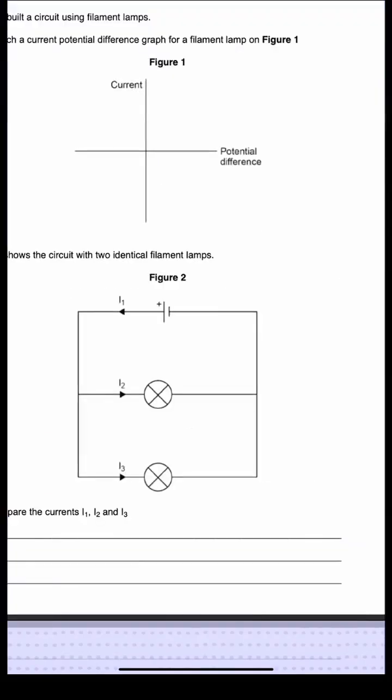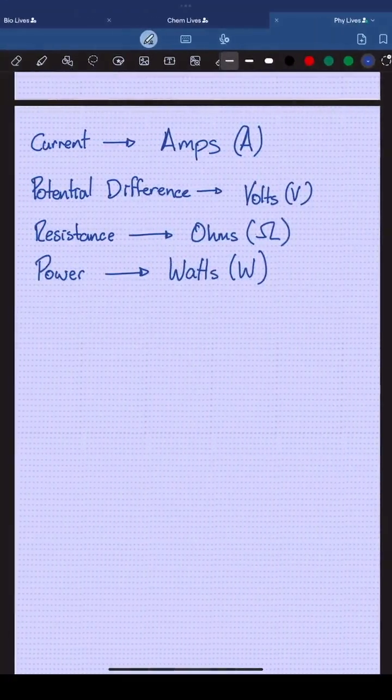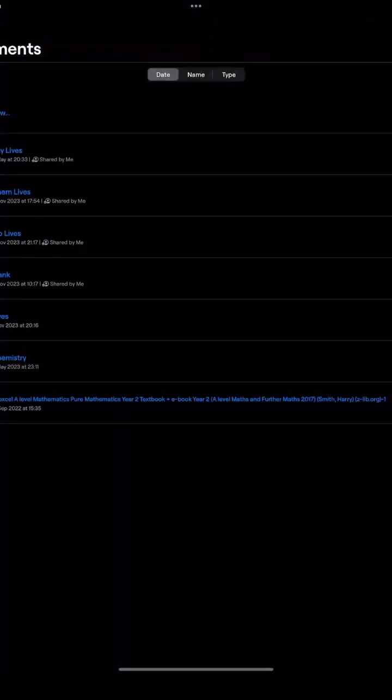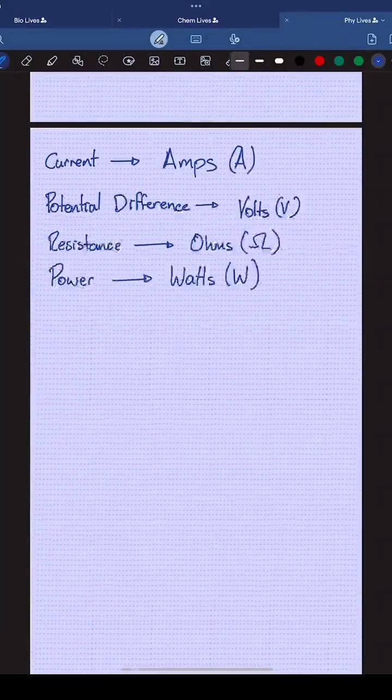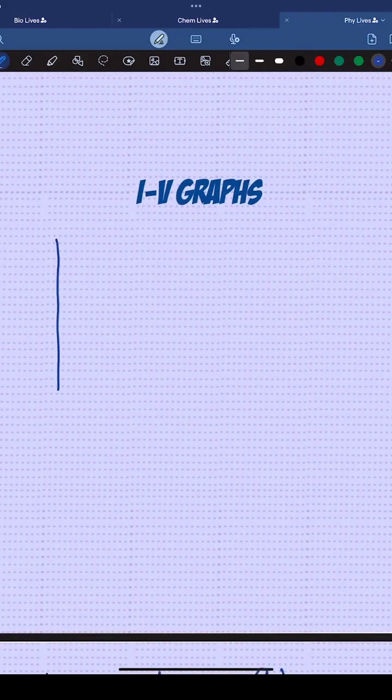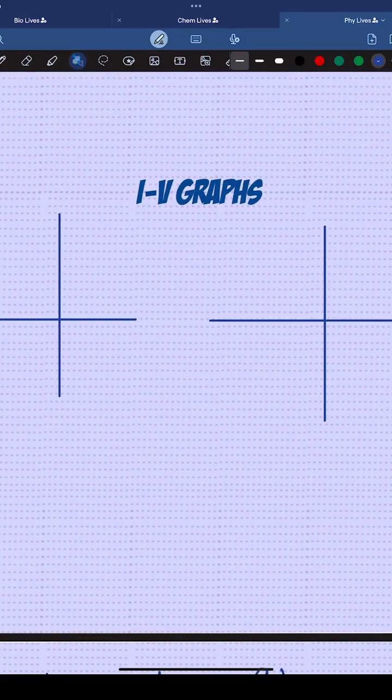Okay, so we've got an exam question here. We've got to sketch a current against potential difference graph. So we call those IV graphs. There's 3 different IV graphs you need to know. So let me draw them. Let's go to our notes and let's draw all the IV graphs that we need to learn. So there's one for a resistor. There's one for a bulb. And there's one for a diode.